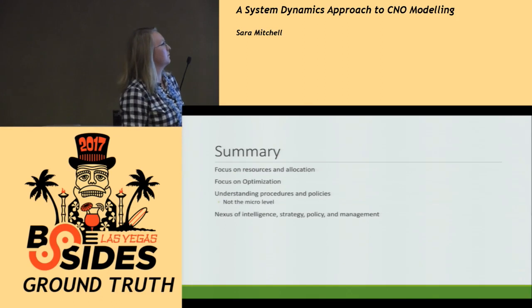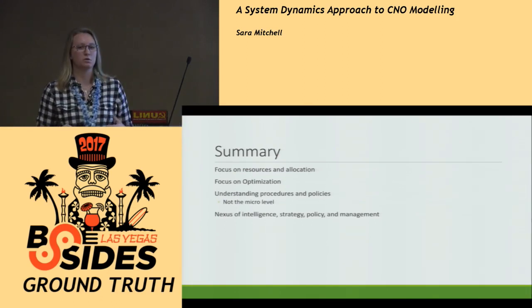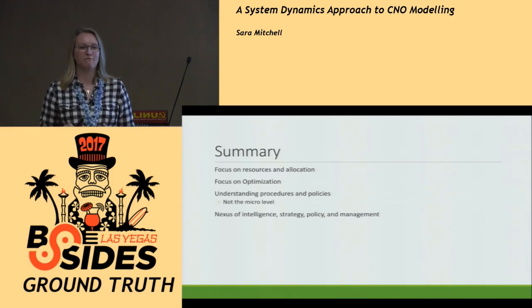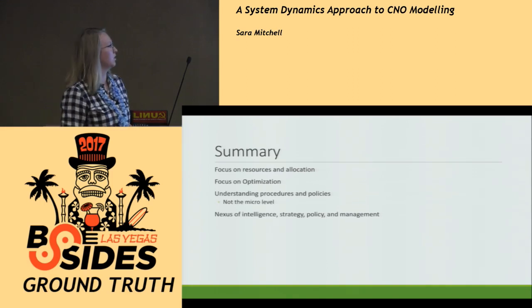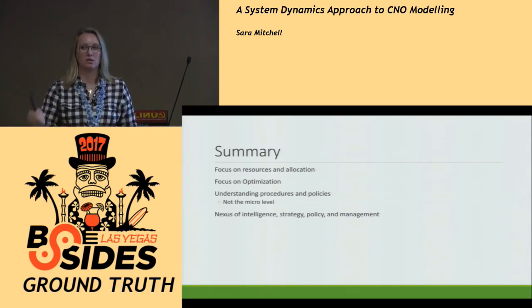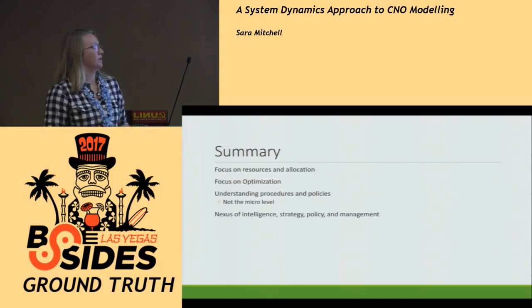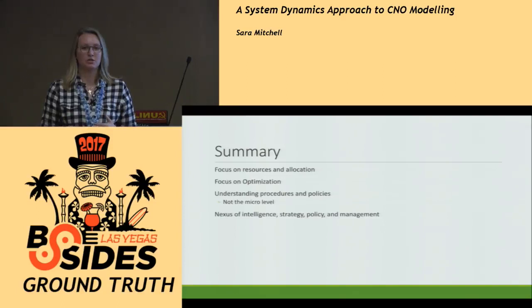So just to summarize, the purpose of this model is really to focus on resources and allocation to inform what strategy and policy are. And by focusing on the optimization and using that, we can infer and extrapolate out the why. Why are humans acting different ways? Why are they using this capability versus another capability? Different things like that. And that all comes from understanding the policy, the procedures, and the strategy, not necessarily the bytes and bits technical. Those are really just a means to an end.